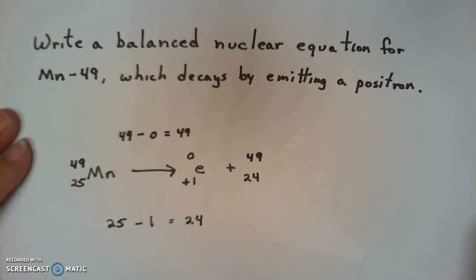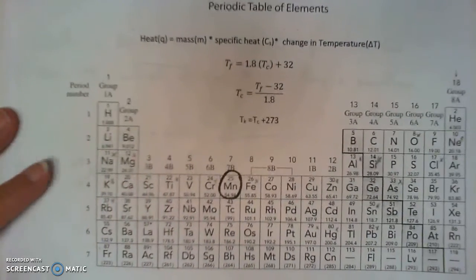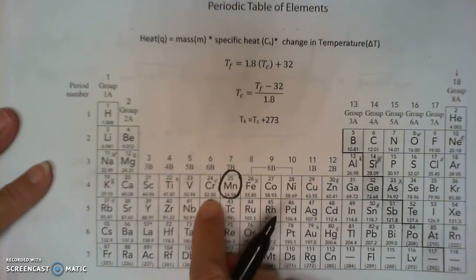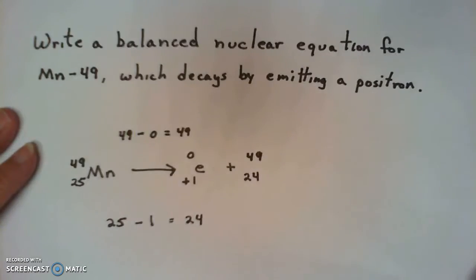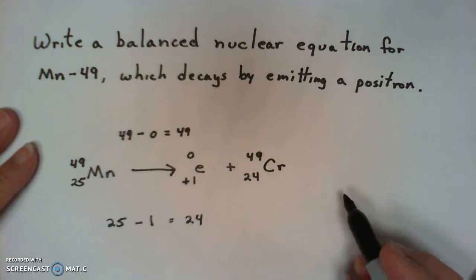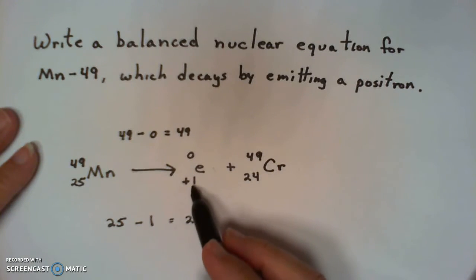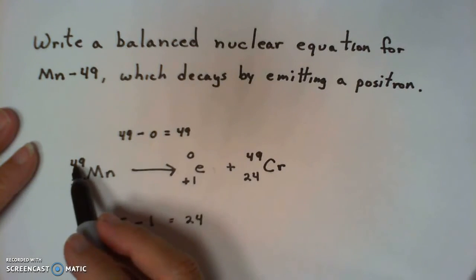So let's look on the periodic table and see what has an atomic number of 24. And it's chromium, right next to manganese. So we'll put a Cr here. We can double check ourselves. 24 plus 1 is 25, and 49 plus 0 is 49.